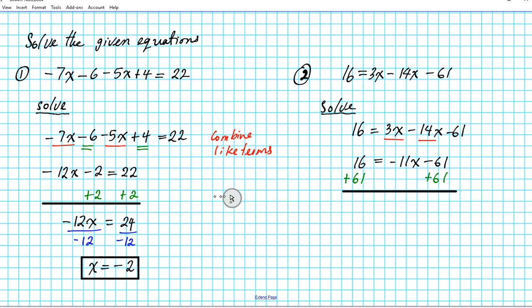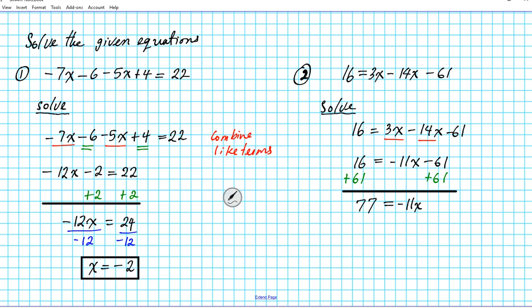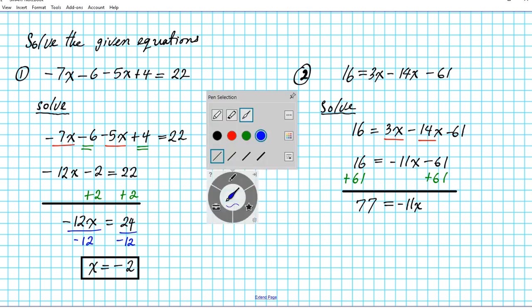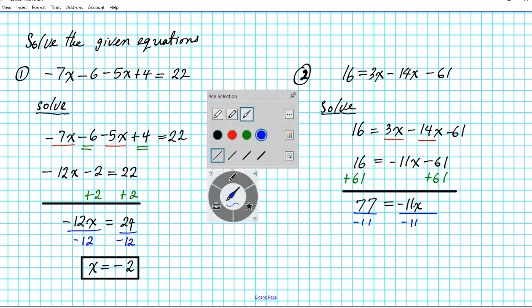Alright, so we apply that, and then that gives us 16 plus 61 is 77. 77 equals negative 11x. Okay? Now we have the variable on the right and the constant on the left. To isolate x completely, we have to get rid of this negative 11x coefficient. Since the operation is multiplication, we'll use the inverse, which is division. So we'll divide both sides by negative 11, and that will result in the isolation of x.